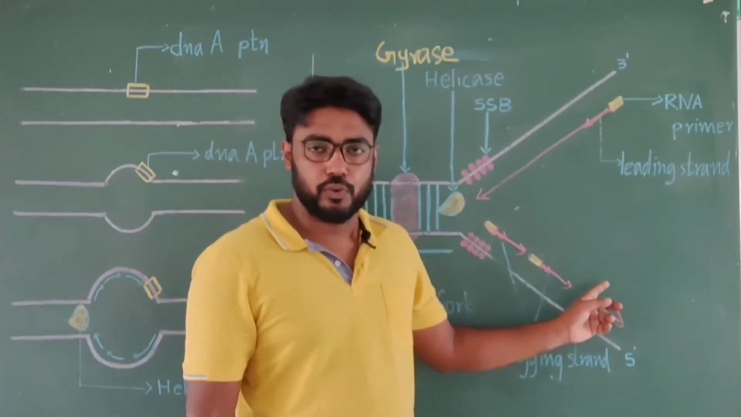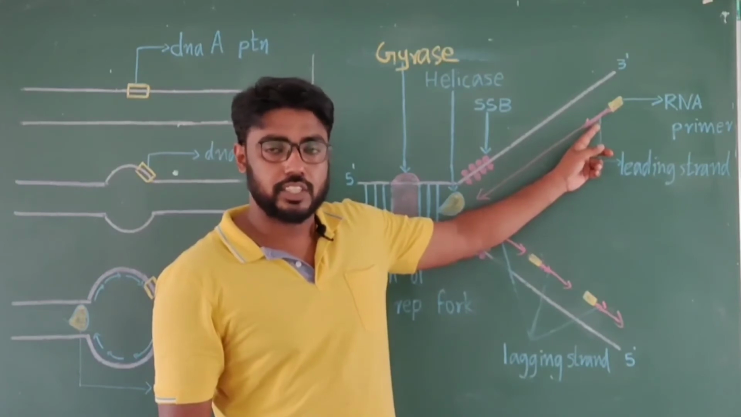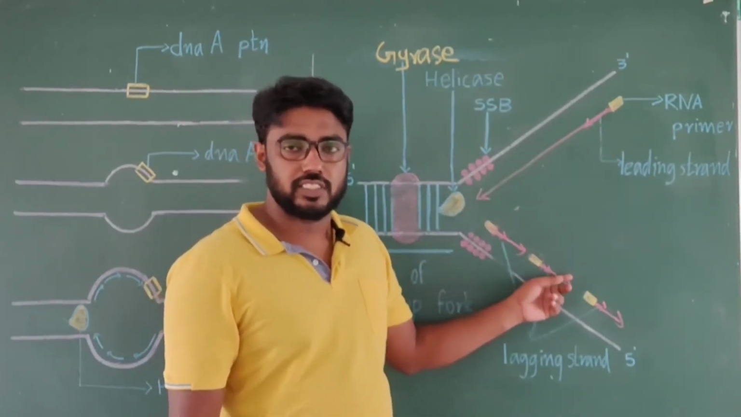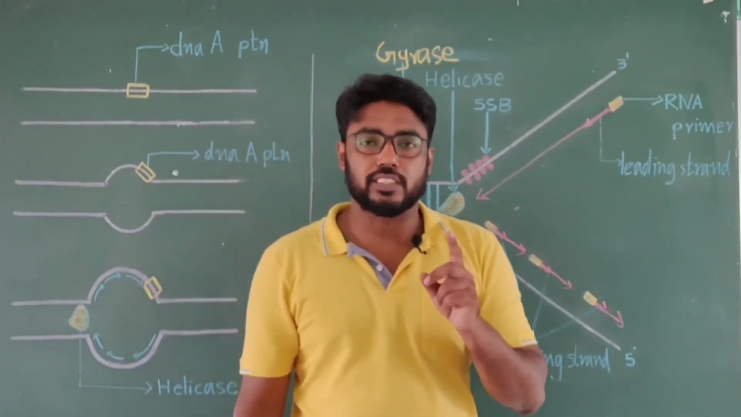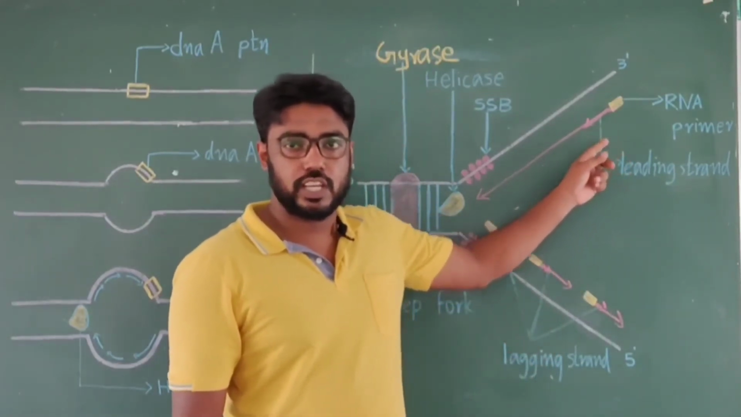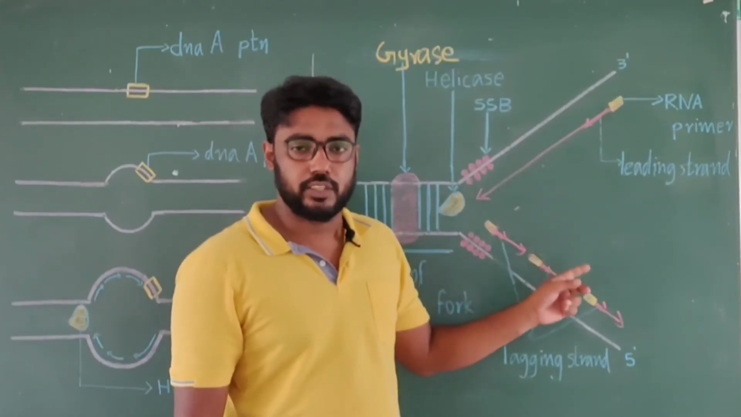Here you can see the leading strand is synthesized in a continuous way, and the lagging strand is synthesized in a discontinuous way. That's why one is continuous and the other is discontinuous, and that's why DNA replication is semi-discontinuous.